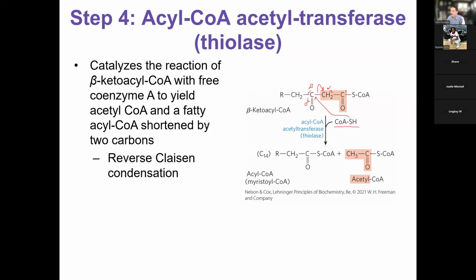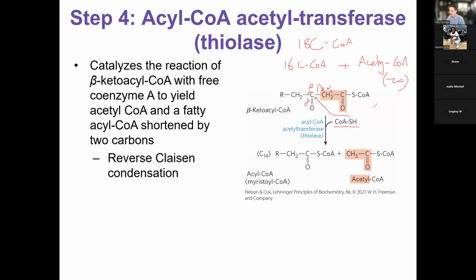It attacks the beta carbon. It causes a cleavage between the alpha and the beta carbons, which are carbons 2 and 3. And then the only difference is that once it's cleaved, one set only has 2 carbons to make acetyl CoA, and the other set has multiple carbons to make the fatty acyl CoA. So you start out, for instance, with an 18 carbon fatty acyl CoA, and what you end up with is a 16 carbon acyl CoA plus acetyl CoA, which is 2 carbons.